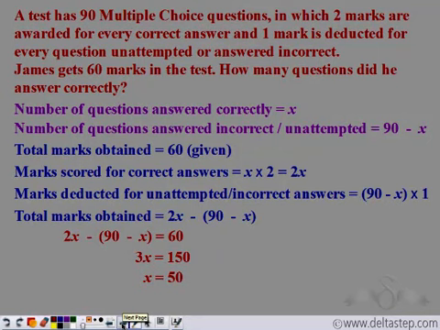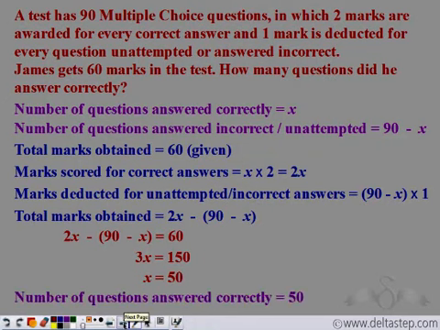Now what do we need to find? We need to find how many questions did he answer correctly. And we have assumed the number of questions answered correctly to be x. We have solved for x and found x is equal to 50. So the number of questions answered correctly by James is equal to 50. So this is the correct answer.